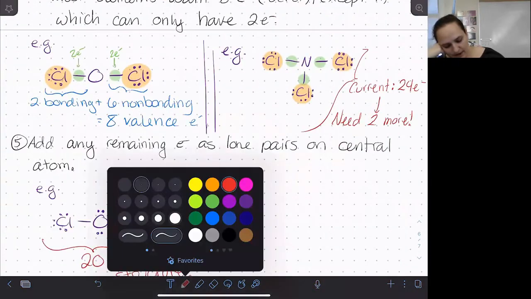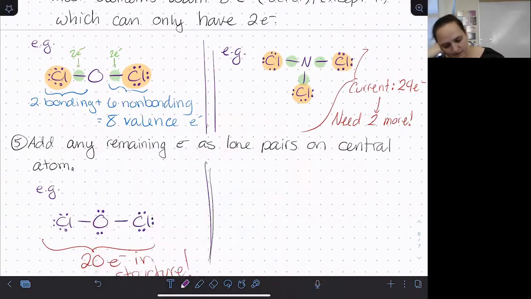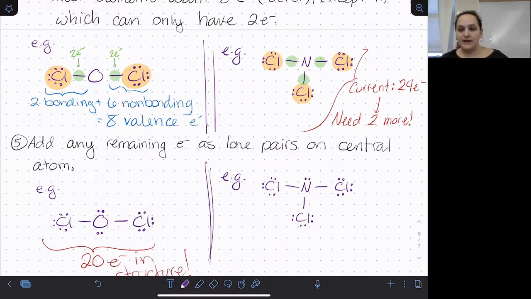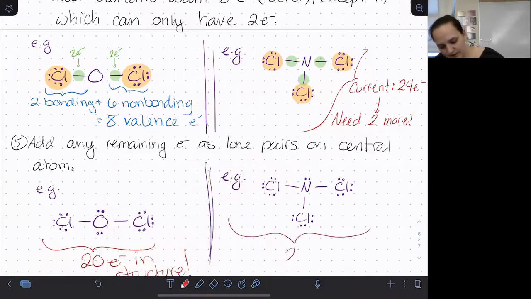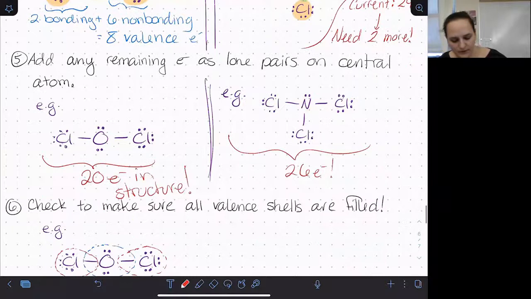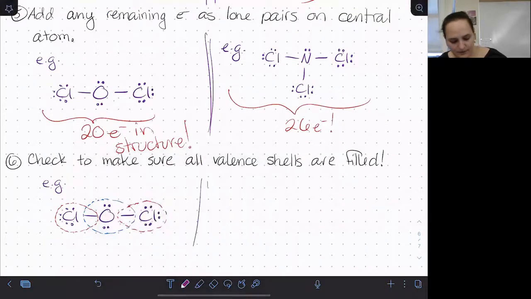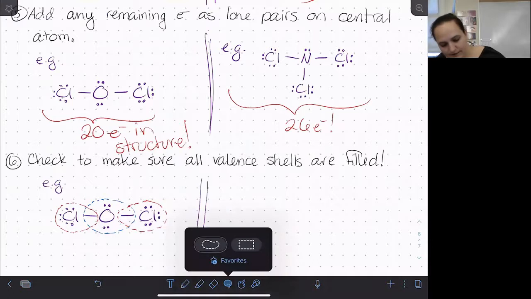And we are going to do that by adding them to our central atom. So our central atom gets whatever we have left, regardless of how many that is. There's no place else for them to go except on the central atom. So we can put a lone pair on our central atom there, which gets us to the 26 electrons that we were looking for. So this structure is quite possibly complete. And we just want to check things over and make sure that all of our valence shells are in fact filled.